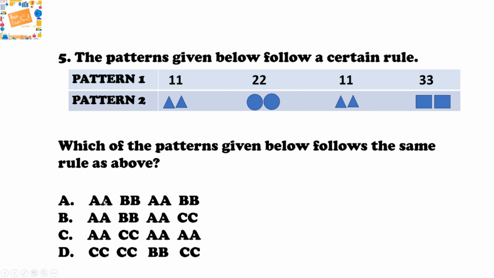Is it option A, AA, BB, AA, BB? Is it option B, AA, BB, AA, CC? Is it option C, AA, CC, AA, AA? Or is it option D, CC, CC, BB, CC? Choose your right answer. Your clock starts now.